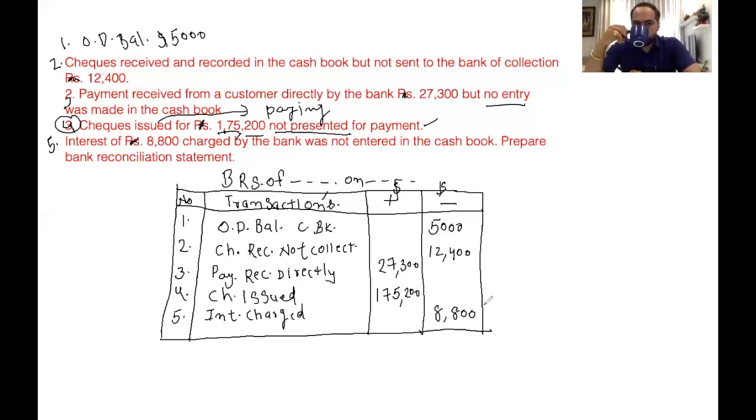For example, I make one change in this transaction to check whether you will be able to do that or not. For example, I change it: interest of $8,800 charged by bank and was entered in cash book. So what will be the impact if I say was entered?